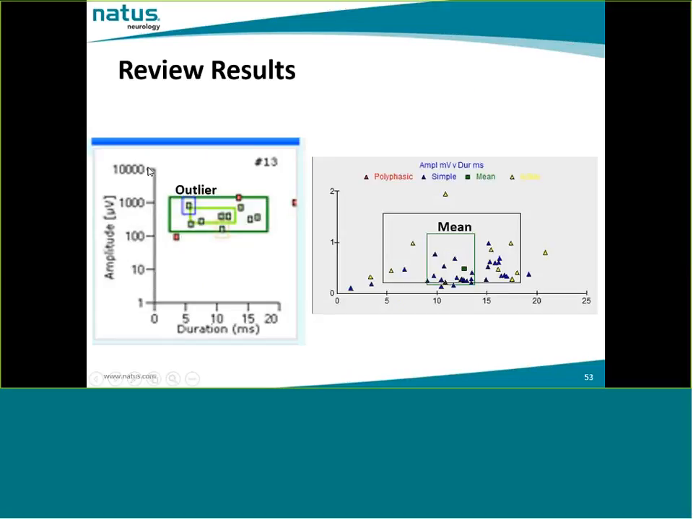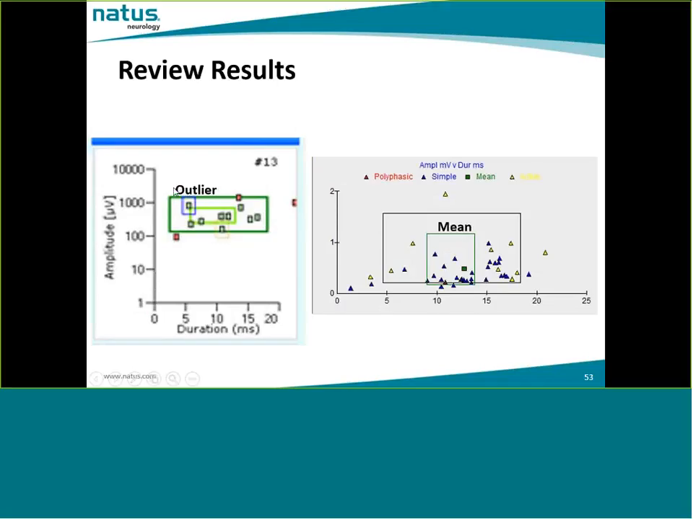So on the left-hand side, we have a plot. This is amplitude on the y-axis, duration on the x-axis. And each square represents a measurement from one motor unit potential. And the same thing over here, amplitude, duration. There are 2 rectangular boxes that define the normal limits. So you can see the outer box, which is the bigger one. These are the limits for individual MUAPs.